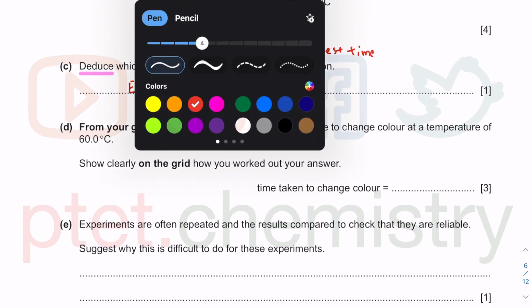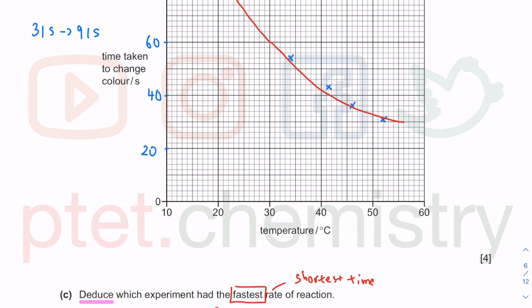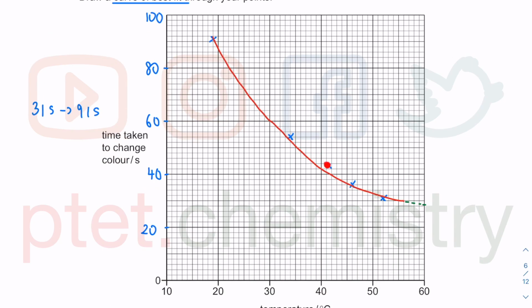The next one is using your graph. From your graph, so this means that you must show construction lines. So get your ruler and your pencil out. And this is the time. You want the time taken for it to change color at a temperature of 60.0 degrees Celsius. You did not do the experiment at 60.0, but what we want is to continue this curve until it reaches 60 degrees Celsius. So perhaps you can see that the curve is going to curve downwards like here.